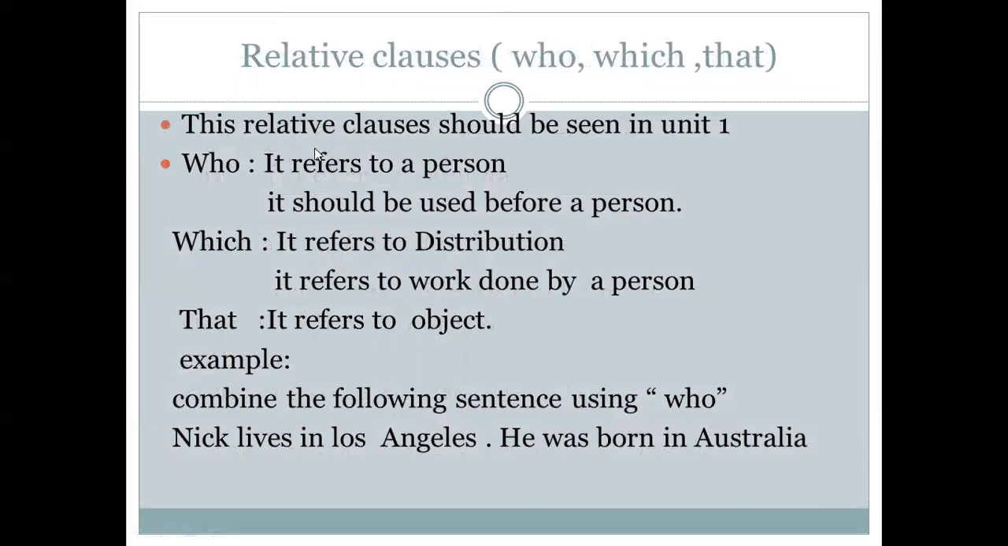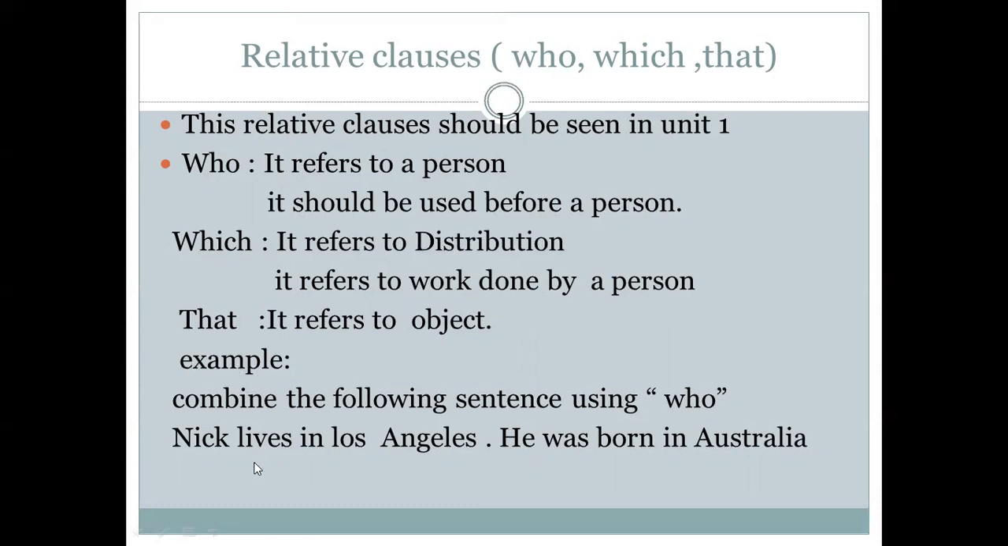A relative clause is nothing but combining sentences. If you see here, "who" refers to a person and should be used before a person. "Which" refers to work done by a person. And third, "that" refers to the object.